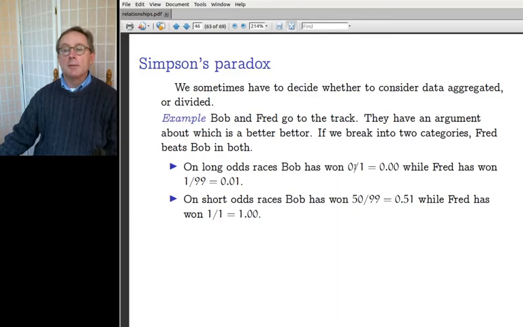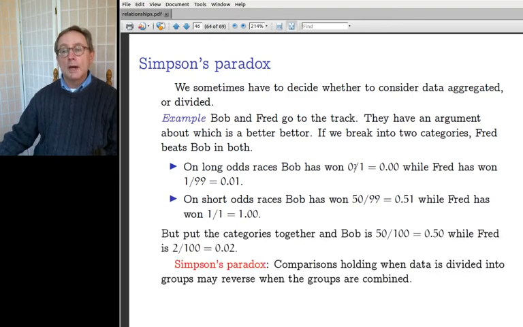So Fred is better than Bob on short odds. Fred is better than Bob on long odds. Isn't it clear that Fred is better than Bob? No, it isn't clear, because look at what happens when you take the total for Bob. Bob has bet a total of 100 races and won 50 of them. Fred has bet a total of 100 races and won 2 of them. Bob is way better than Fred. No, did I say that? Yes, Bob is way better than Fred when you put the categories together.